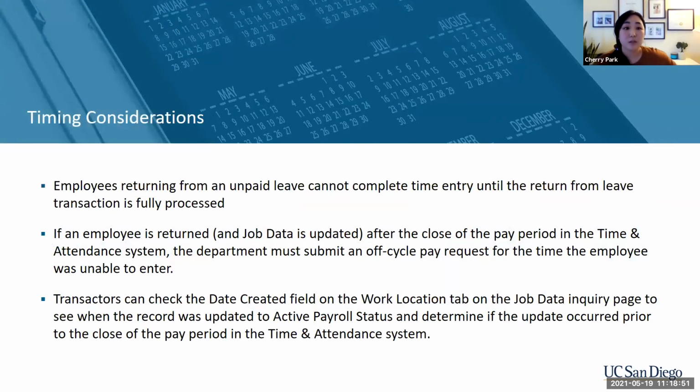Timing considerations. Employees returning from an unpaid leave cannot complete time entry until the return from leave transaction is fully processed. If an employee is returned and job data is updated after the close of the pay period in the time and attendance system, the department must submit an off-cycle pay request for the time the employee was unable to enter. Transactors can check the date created field on the work location tab on the job data inquiry page to see when the record was updated to active payroll status and determine if the update occurred prior to the close of the pay period in the time and attendance system.